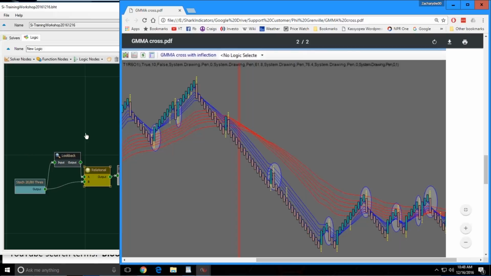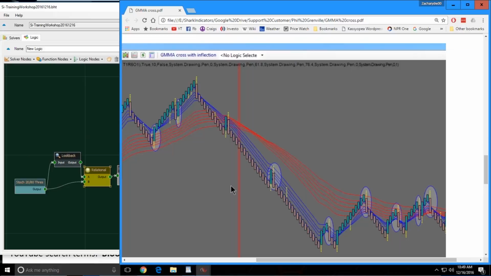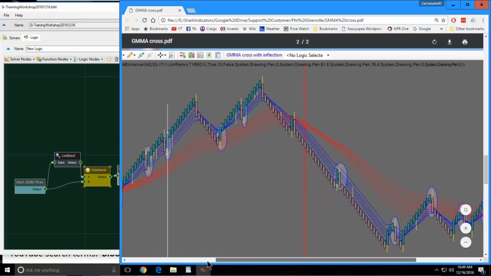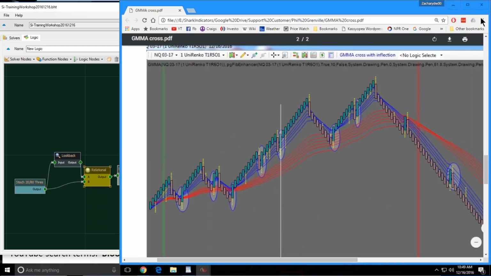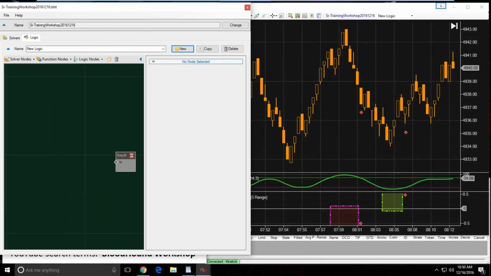So, all right, now that you guys have had a look at that, we're going to use the 10 EMA and the 25 EMA. Okay. And Phil, I take it the 10 and the 25 EMA will also work for this GMMA crossing up and crossing down situation as well? Yes. Okay, great.